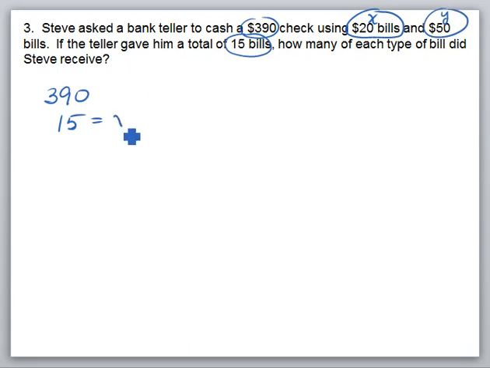So we're given so many $20 bills and a certain number of $50 bills. So we just have x plus y. To get the $390, well, if you'd been given two $20 bills, that would be $40. So you're multiplying 20 times the number of bills you were given, plus the number of $50 bills you're given, you'd be multiplying that times 50.